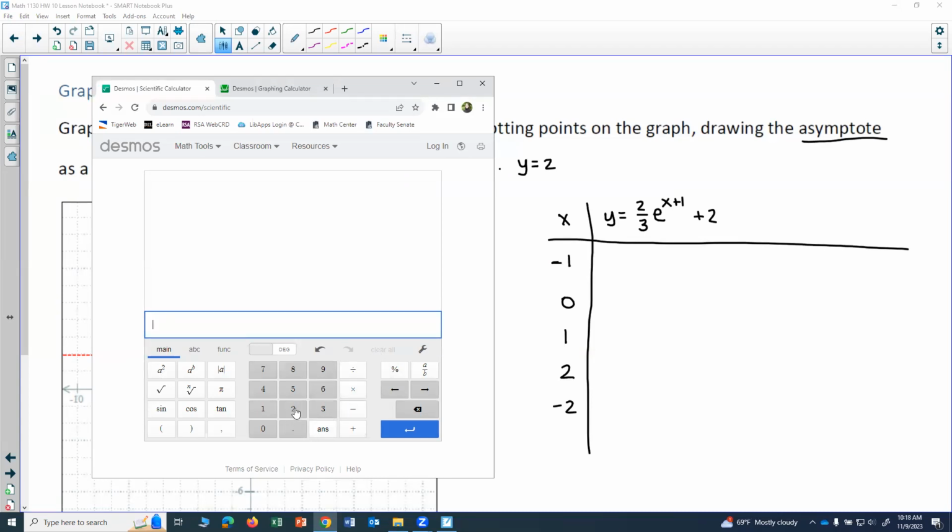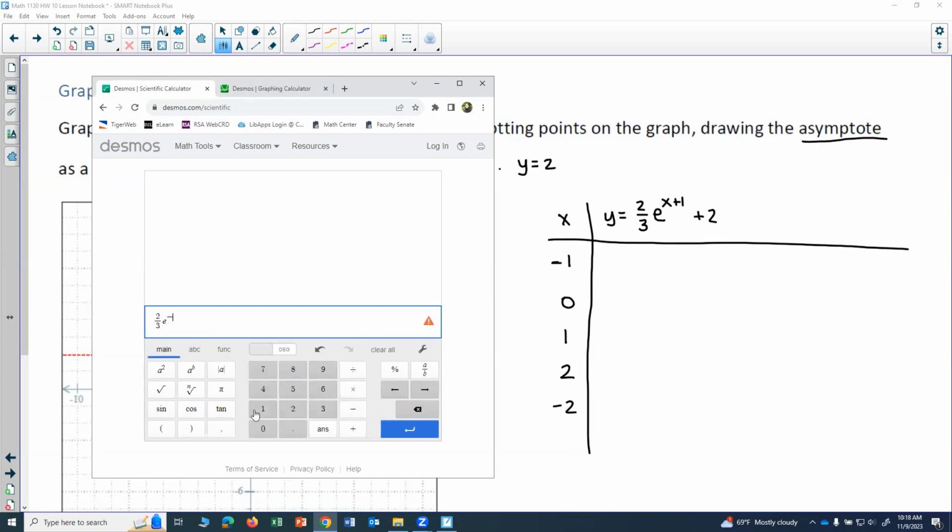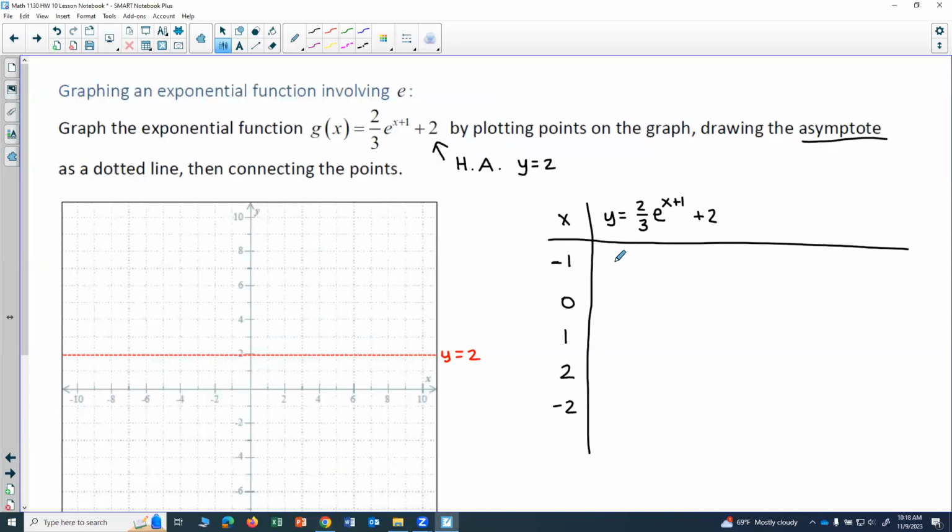So my first one is 2/3. To get the e, I'm going to go to the function menu and select e to the x. So I'll do e to the -1 plus 1. And actually, let me go ahead and simplify it a little bit before putting it in.